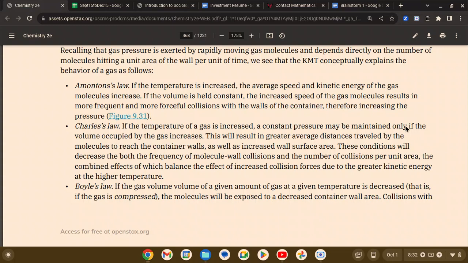Charles's law. If the temperature of a gas is increased, a constant pressure may be maintained only if the volume occupied by the gas increases. This will result in greater average distances traveled by the molecules to reach the container walls, as well as increased wall surface area. These conditions will decrease both the frequency of molecule-wall collisions and the number of collisions per unit area, the combined effects of which balance the effect of increased collision forces due to the greater kinetic energy at the higher temperature. Boyle's law.